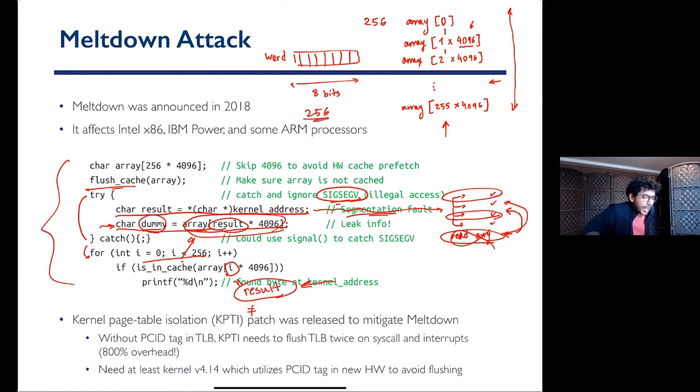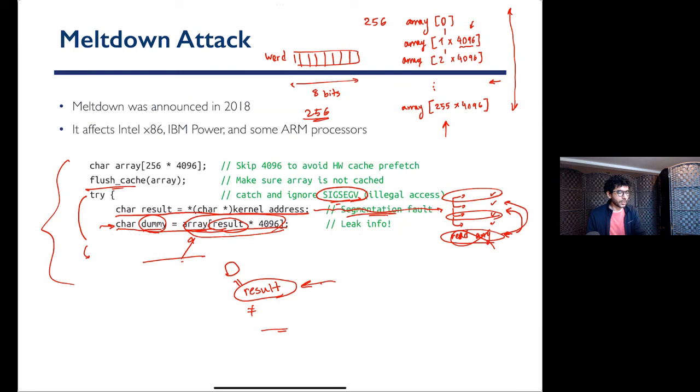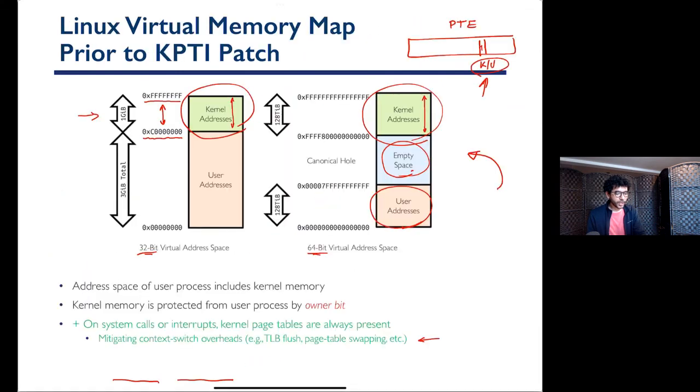One way to avoid this is to have kernel page table isolation. This was a patch that was added to the kernel. Basically, the kernel stopped attaching its address space to all processes. So in newer versions, what I showed you in the previous slide is not the case. This is no longer valid in new kernels.